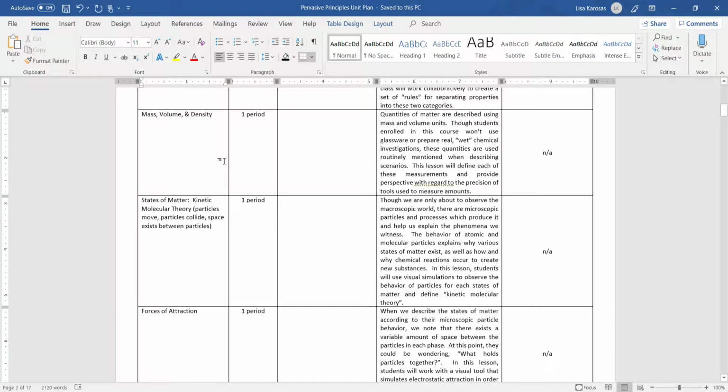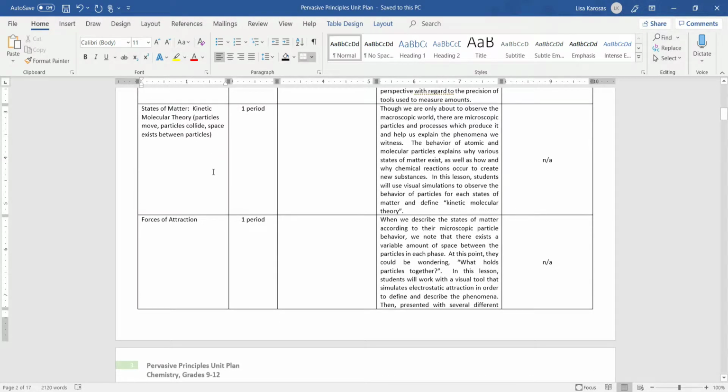Then kind of following a storyline pattern here. Well, if solids are best measured with mass and liquids are best measured with volume, let's talk about states of matter and get deeper into this macro micro idea. Okay, so maybe even here you start spiraling.